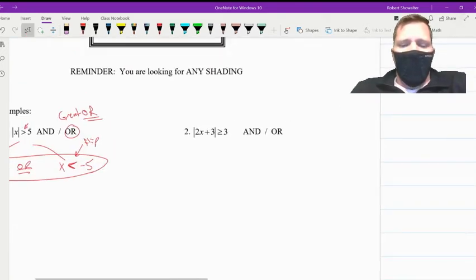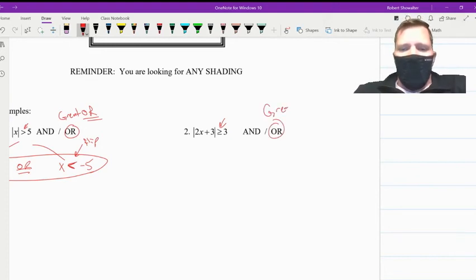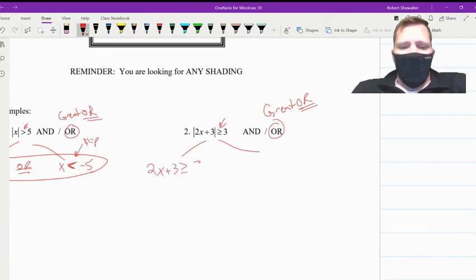Okay, another or problem. It's a greater than or equal to situation. We're going to split it again with 2x plus 3 greater than or equal to 3, or 2x plus 3 less than or equal to negative 3. Now we're going to solve these two problems.